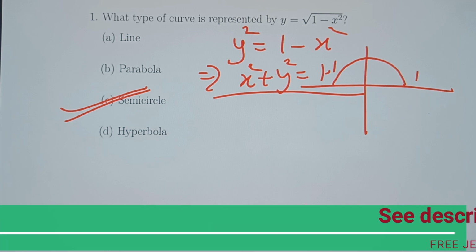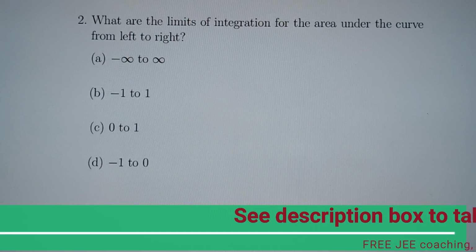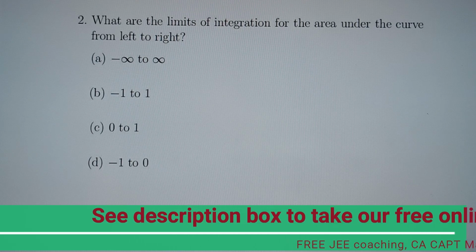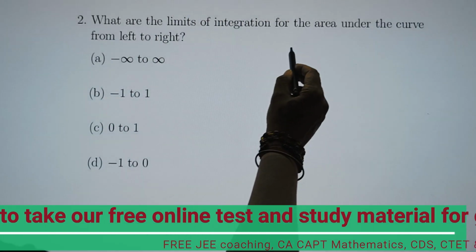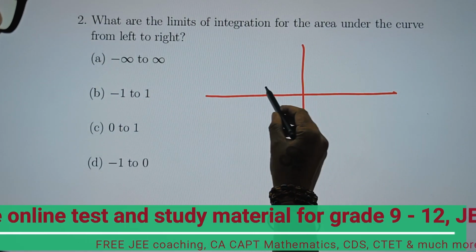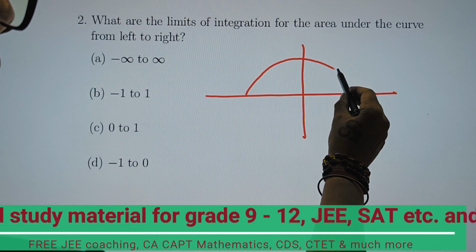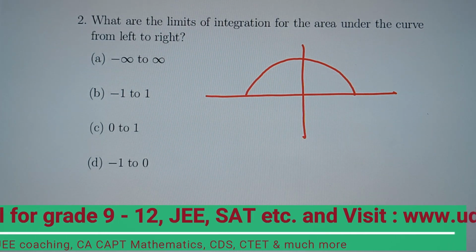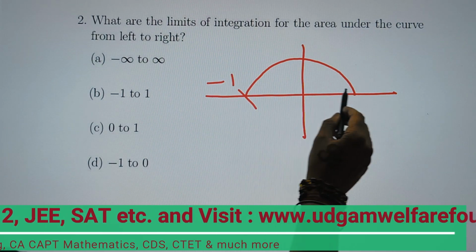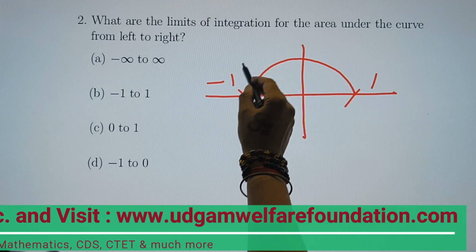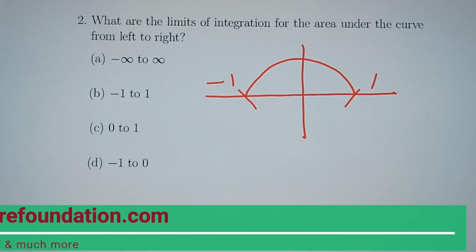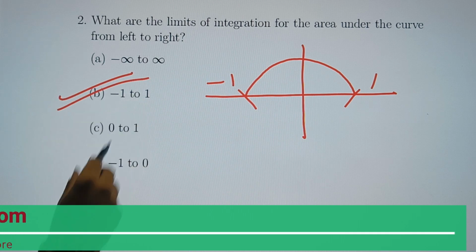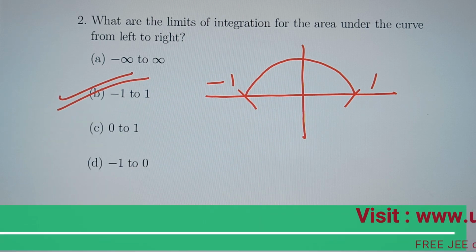Now let's move towards question number 2. So here comes our question number 2 on this case study. What are the limits of integration for the area under the curve from left to right? As we have discussed with the diagram as well, here we need to find this particular area, which is the area of a semicircle, and this is minus 1 and this is 1. Hence the radius of this circle is 1 unit. Hence we can say the limit is minus 1 to 1 only. This was question number 2.